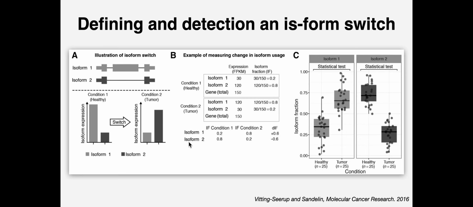We can take isoform 1 and 2 and their isoform fractions under condition 1 and 2, 20 and 80, 80 and 20, and we can carry out a differential isoform fraction analysis and say, okay, this is up by 60%, and this is down by 60%, right? And then you can, of course, carry out statistical tests on those isoform fractions. So that's the idea behind analyzing isoform usage using the kind of transcript level data that we have.